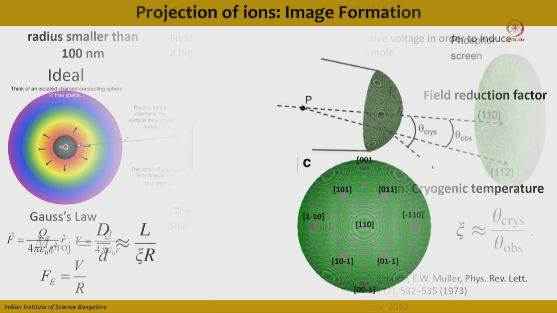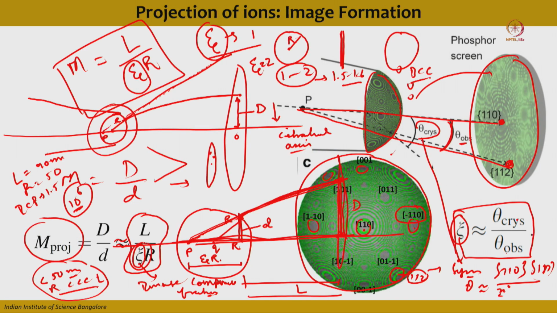Fine. The second important factor is the image compression factor, which is Xi. This is related to the tendency of the electric field lines to get bent towards the axis of the atom probe tip. This has a direct consequence on the magnification of the atom probe tip on the fluorescent screen. This can also be calculated with the help of crystallography. You can measure the actual theta crystallography between two poles, which can be identified based on the symmetry in the field ion image, and you can also measure the actual theta observed from the image. The ratio between theta crystallography and theta observed is nothing but Xi, which is called the image compression factor, and it directly relates to the magnification.